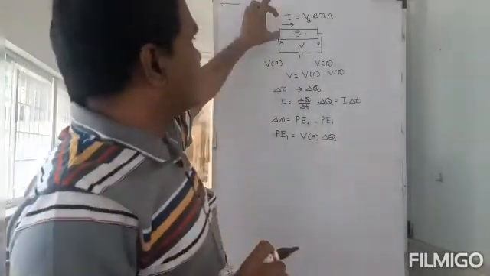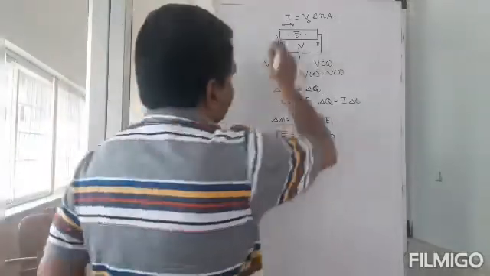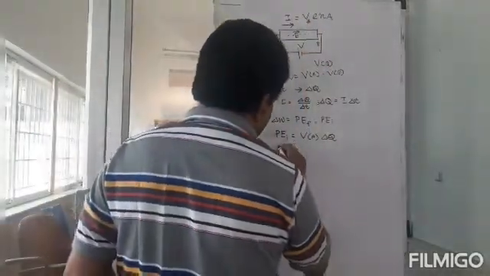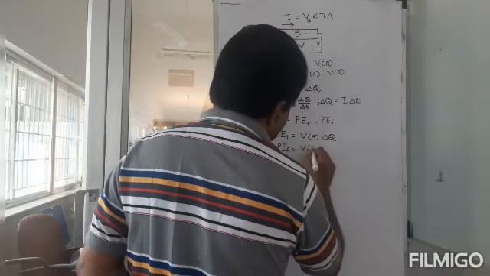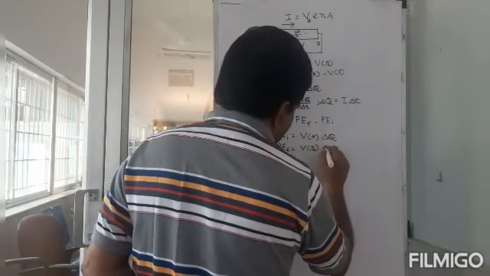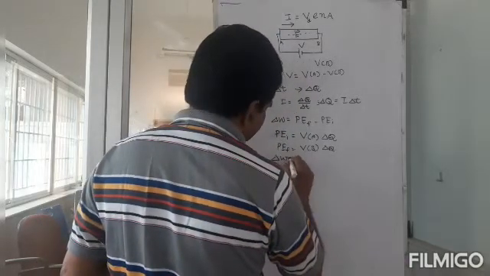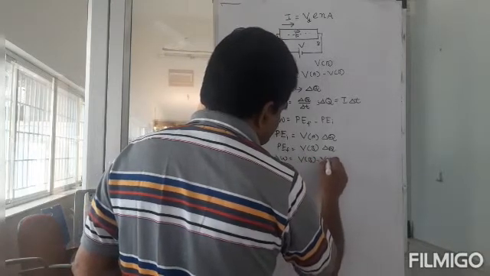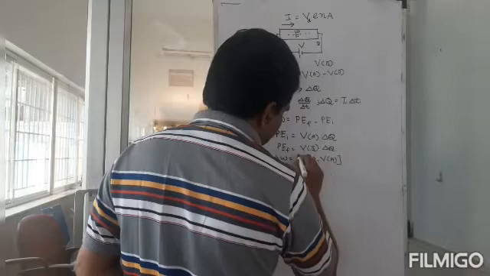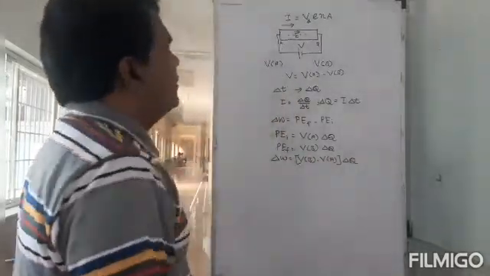That's the initial potential energy of the delta Q charge. And what's the final potential energy of delta Q charge? So P final is equal to VB times delta Q. Then what's the change in potential energy? That is equal to VB minus VA times delta Q.